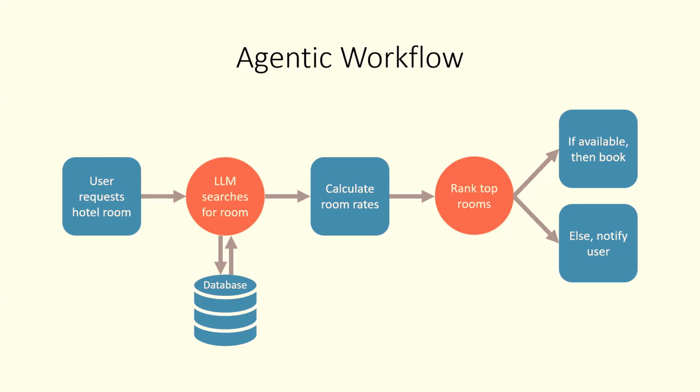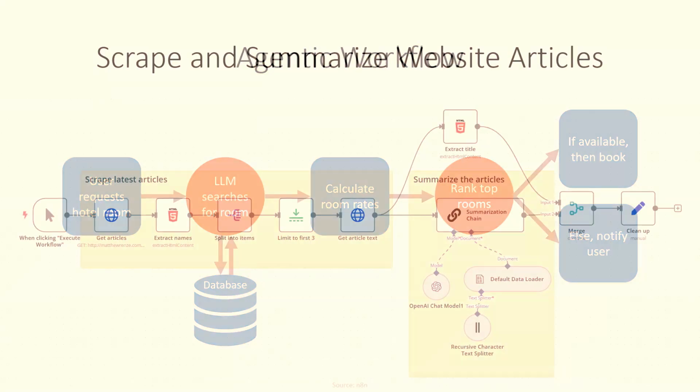So the user requests the hotel room with their preferences in plain English. Next, the LLM searches for the rooms based on those preferences. Then a workflow calculates the rates for the various room options, another step that's better done with traditional programming, like doing the math. And then a second LLM re-ranks the top rooms based on all available information. And this doesn't have to be structured table data. This could be pulling snippets of data from different websites, completely different formats, merging it together and making sense of it. And then if the top room is available, the workflow books it. Otherwise, it would ask the user, which of these top 5 rooms would you prefer?